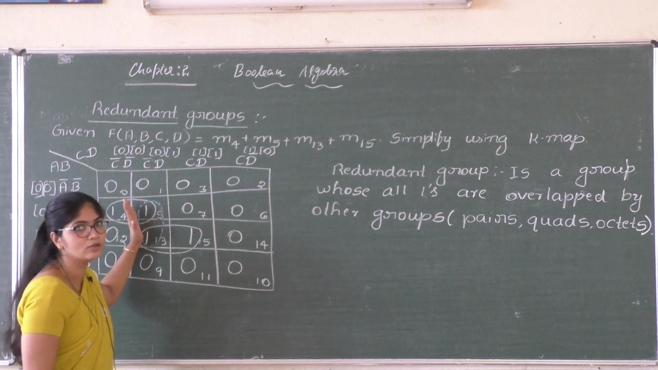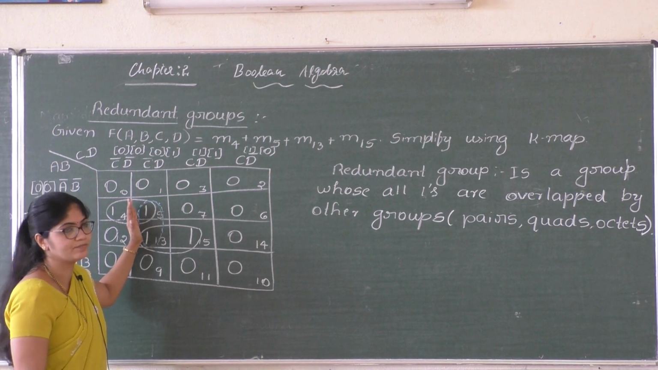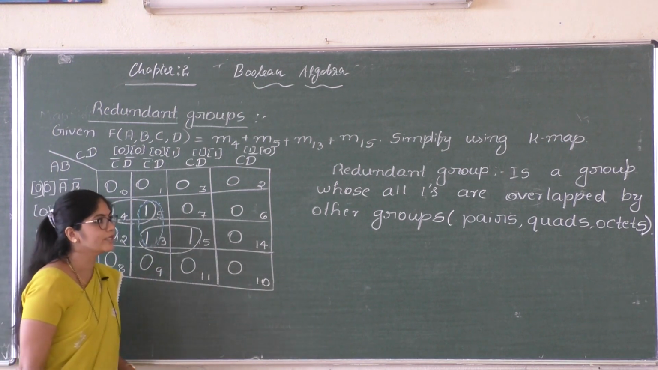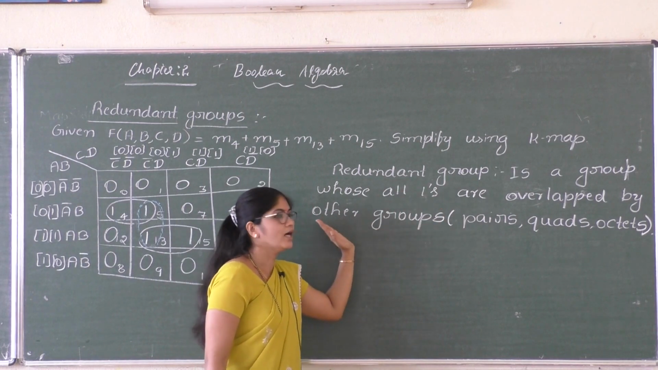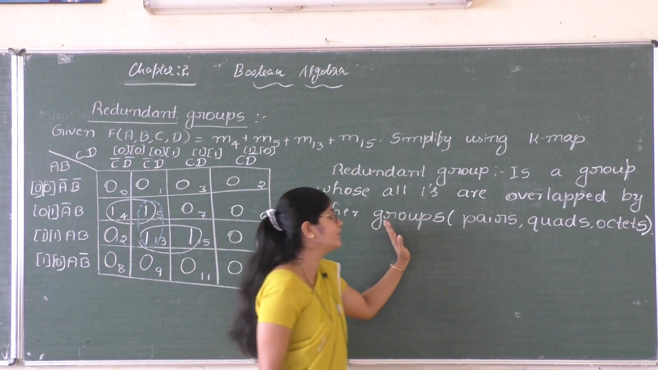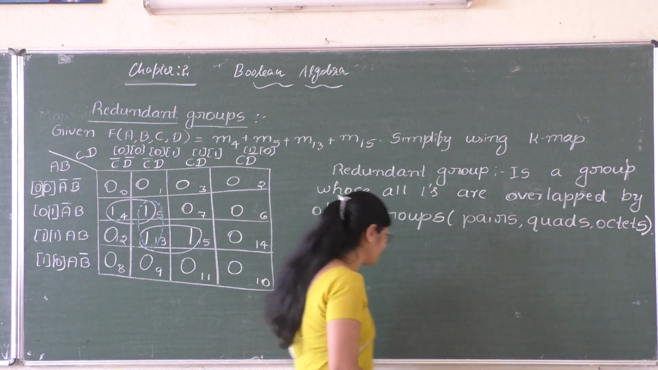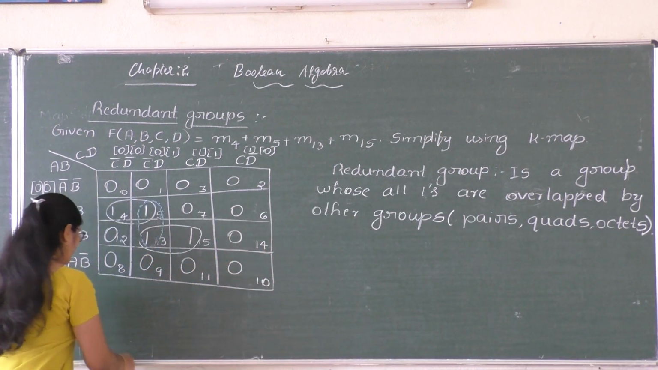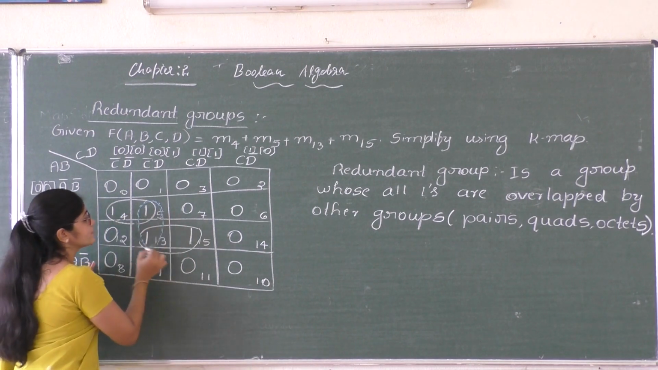So we will not include the redundant pair while reducing the expression. So a redundant group is a group whose all the ones are overlapped by other groups. They may be overlapped by pairs, quads or octets. So in the example we have formed two groups.